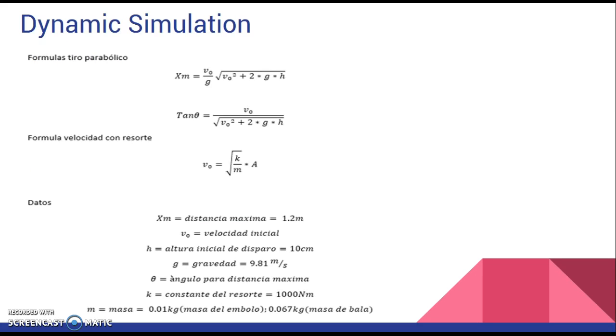Before the dynamic simulation, we searched the formulas for parabolic shoot and the velocity with the spring. These are the ones that we found. The first one is to calculate the maximum distance achieved by the gun. The second one to search the angle for the maximum distance, and the third one to find the velocity by the coil.